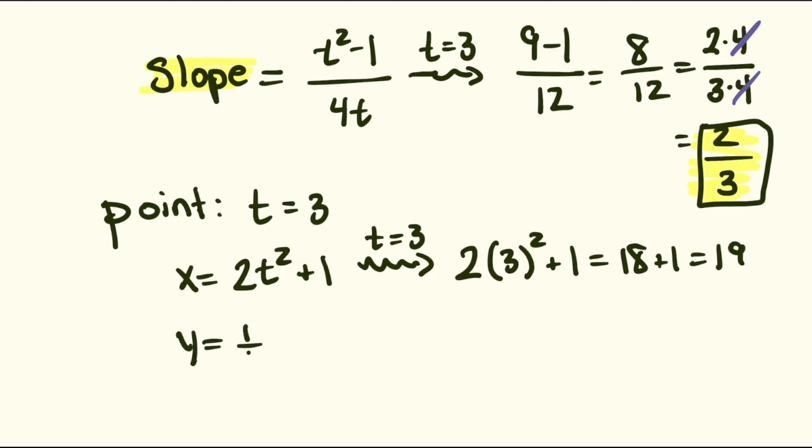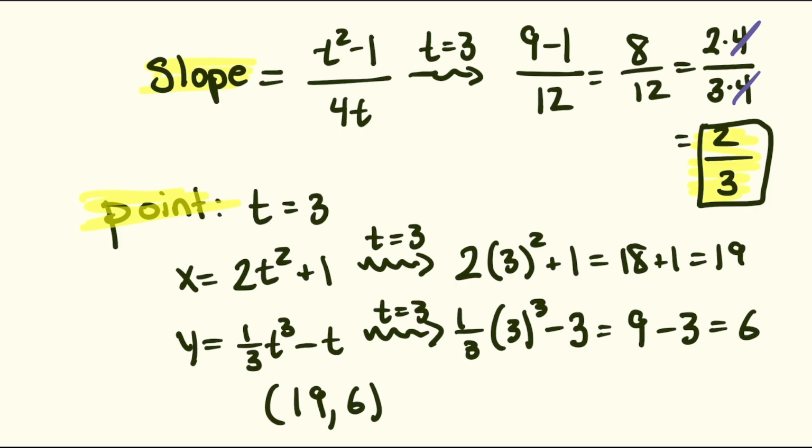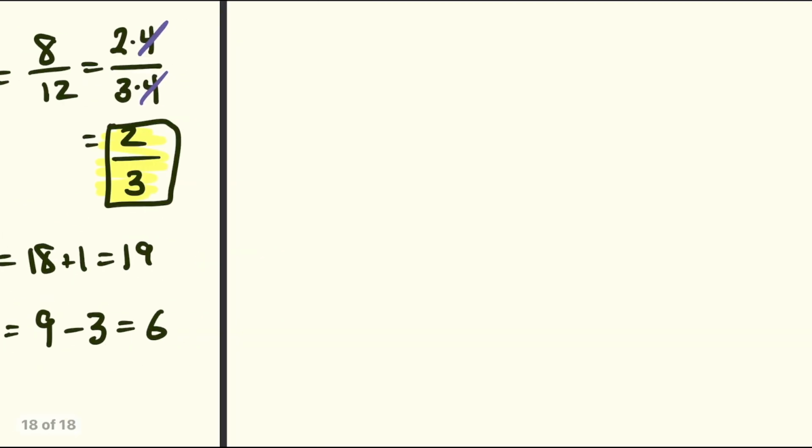Our y is 1/3 t cubed minus t. We punch in t is equal to 3 there, and we have 1/3 times 3 cubed minus 3. So 3 cubed divided by 3 is going to be 3 squared, that'll give us a 9 minus 3, which gives us a value of 6. So our point, our x value is 19, and our y value is 6. So this gives us the second piece of information that we want, the point (19, 6). We have a slope and a point. We can now put them together to make our tangent line.